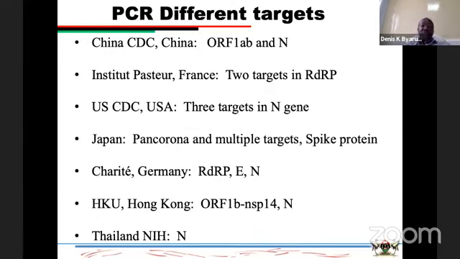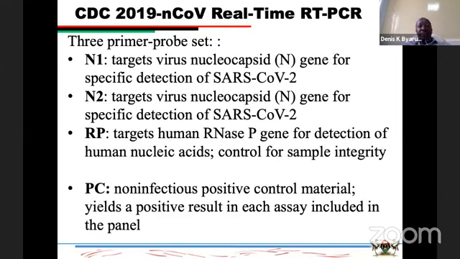You will notice that actually most of the tests go for the nucleoprotein, and that seems to have been a little bit more specific for SARS-CoV-2, but others have also found that you need to add different elements to be able to confirm what you deal with. We know that they have three targets.